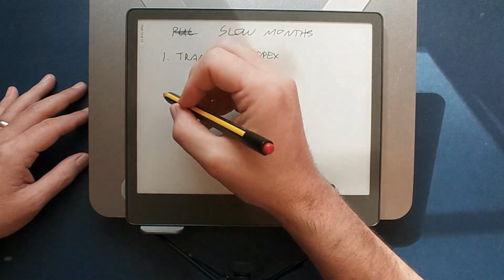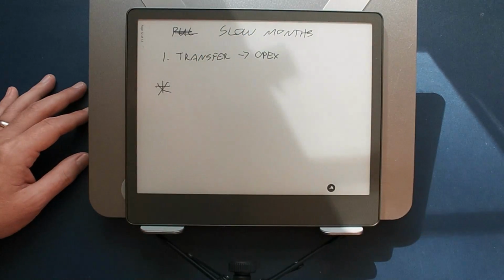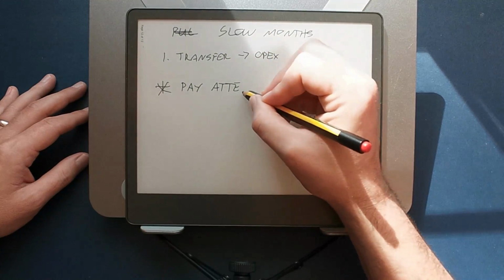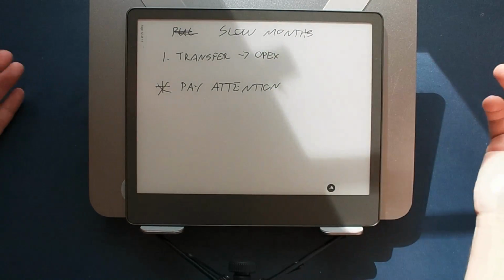But this part is really important. This is like the most important step. Pay attention. Figure out why this is happening. Like, is it because sales were slower this month?